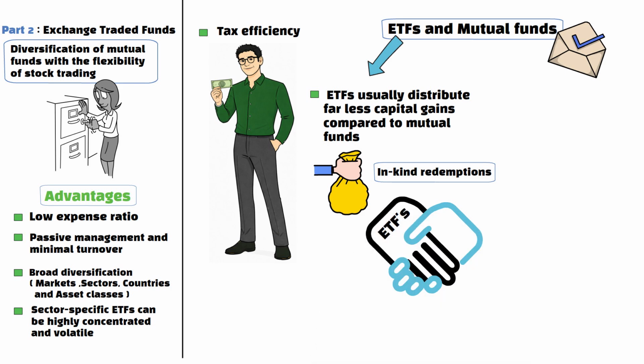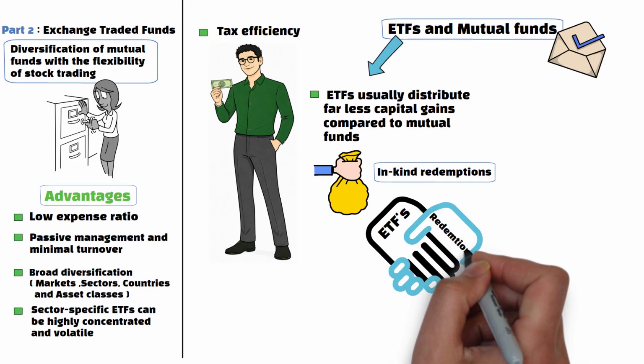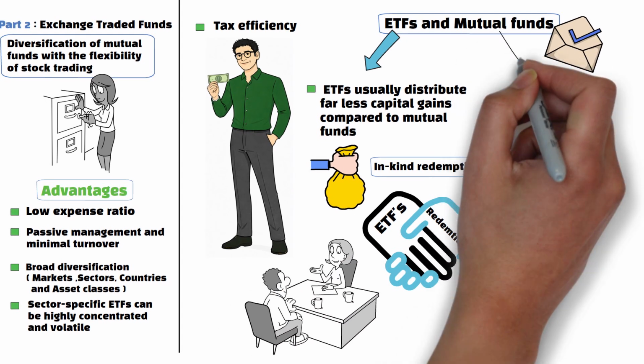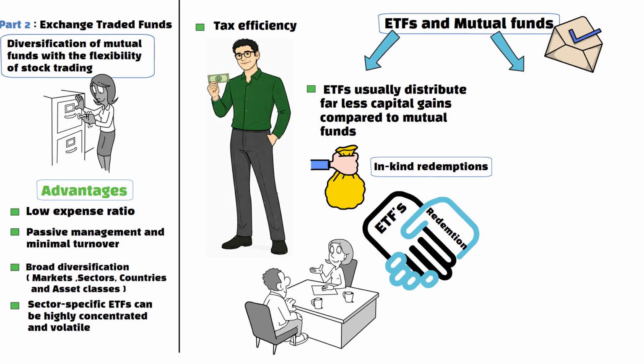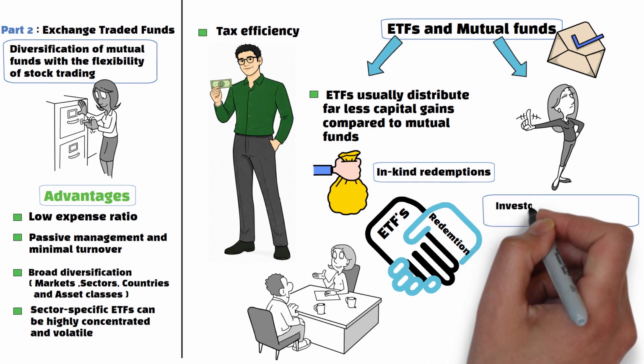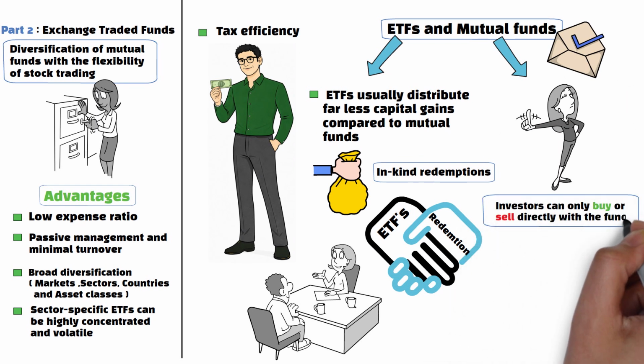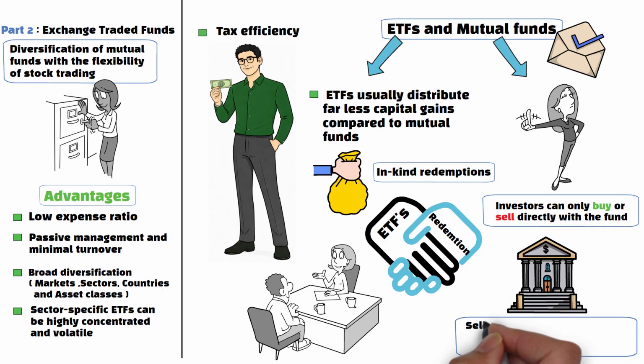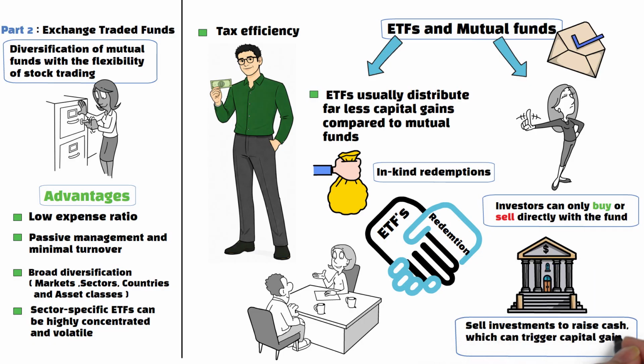ETFs are also traded on stock exchanges, so most investors buy and sell ETF shares from each other. Mutual funds don't work this way, as investors can only buy or sell directly with the fund, and all transactions are done in cash. When investors withdraw money, the fund often has to sell investments to raise cash, which can trigger capital gains taxes for everyone in the fund.